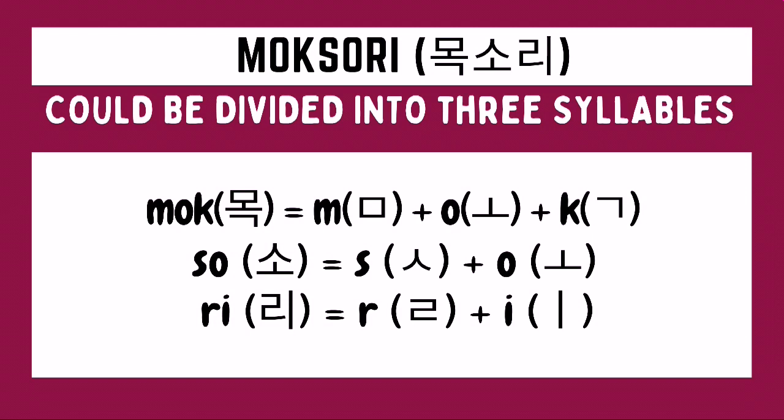How do we write MOKSORI in Hangul? Let's start with the first of the three syllables. To be able to write the syllable mok in Hangul, we need to draw first a miyum character, followed by an o character, followed by a gyot character. For the second syllable so, we need to draw first a siyot character, followed by an o character. With the last syllable ri, we need to draw first a real character, followed by an e character. And then we just have to combine the Hangul for each of these three syllables to form the Hangul of the word MOKSORI.